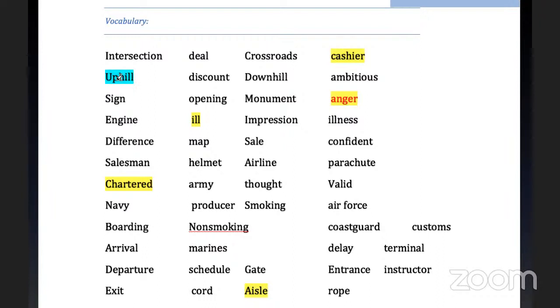Navy. Navy. Bueno, podemos decir Navy, en realidad es Navy. Navy es marina, flota de guerra, marina de guerra, marino azul. Okay. Helmet. Casco. Anger, yeah. Anger es como ira, enojo. Okay. Furia, coraje. Yeah, okay.